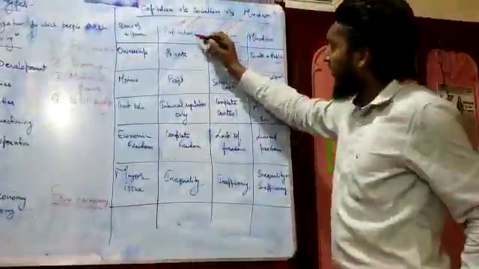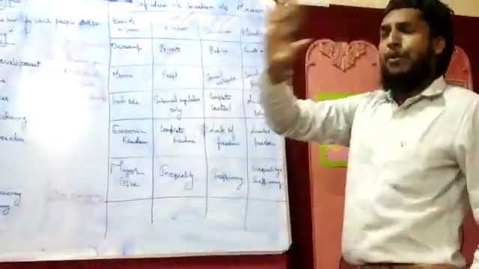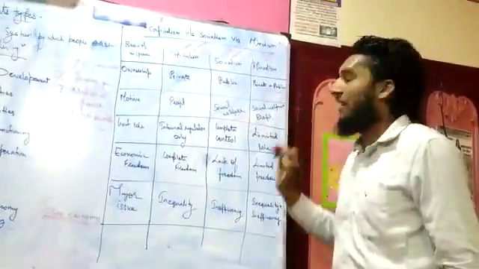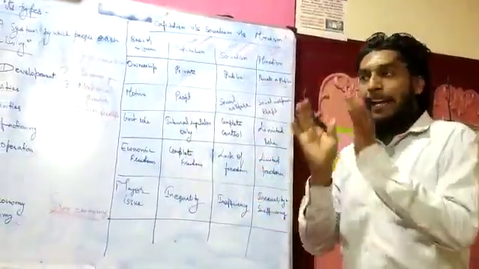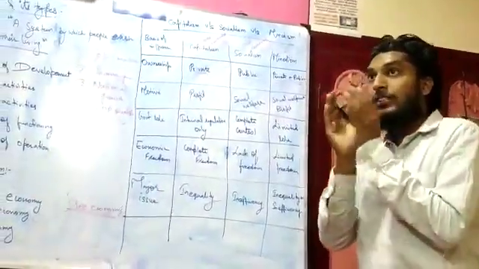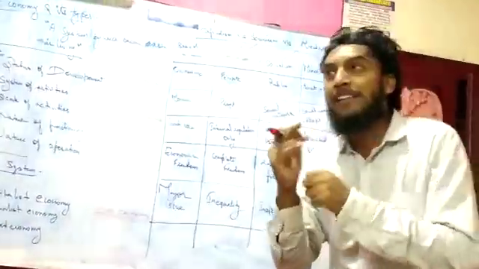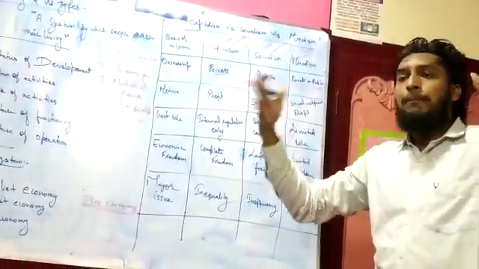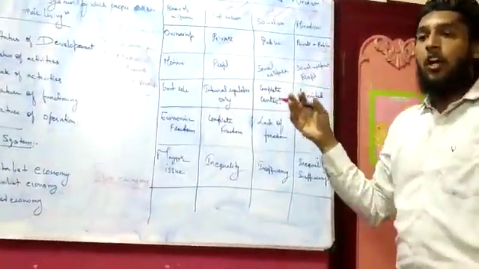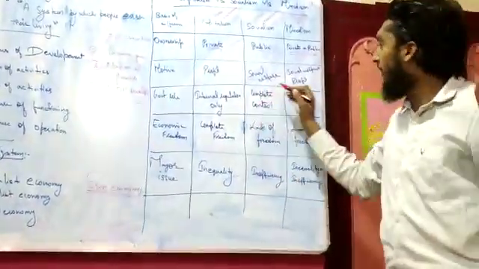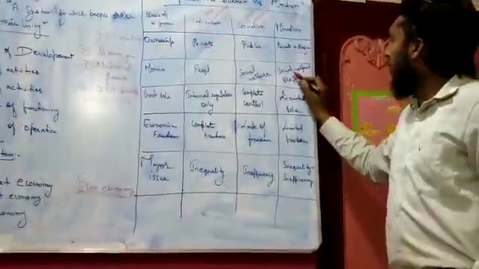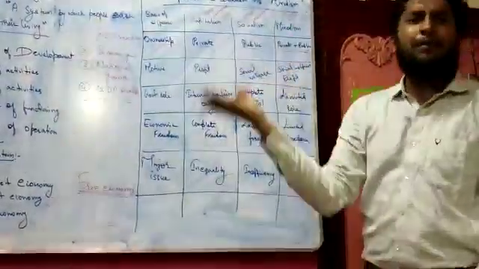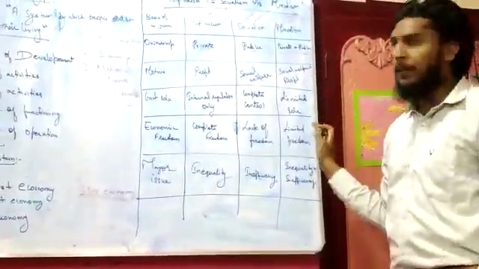Motive. What is the motive behind all these three? The motive of capitalism is profit earning. Their main motive is to earn profit, nothing else. In socialism it is social welfare. It is their duty to see how the society can be developed and improved, which kinds of people are not doing well, and to help them, whoever needs help. In mixed, it is social welfare plus profit. They also see profit in some cases, and they also do social welfare in some cases.